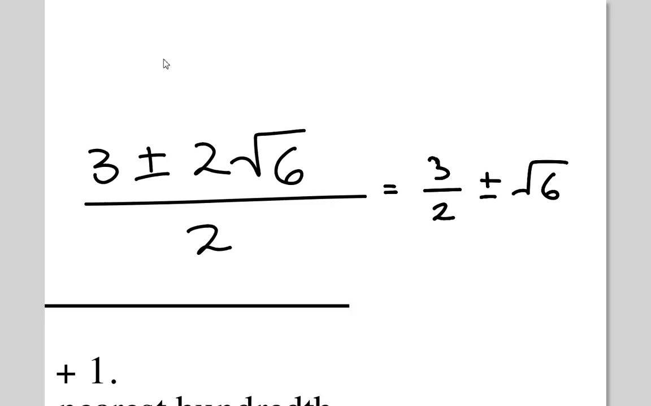So putting this in the decimal, we got 1.5 plus root 6, 3.949. And the other one would be 1.5 minus root 6. So I got negative 0.949.